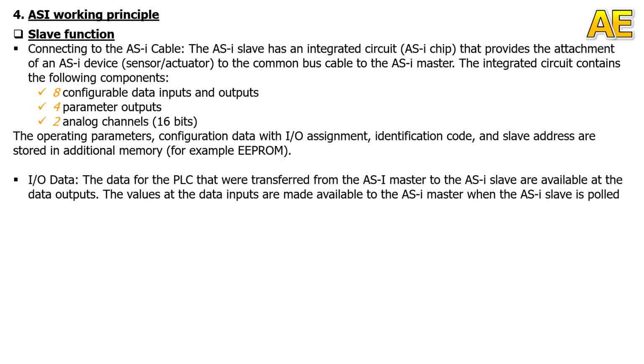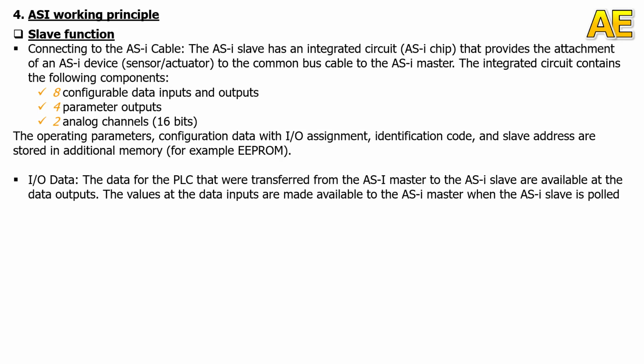The second function is about the I/O data. The data for the PLC that we transfer from the AS-i master to the AS-i slave are available at the data output. The values at the data input are made available to the AS-i master when the AS-i slave is polled.